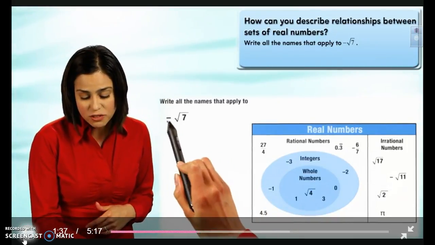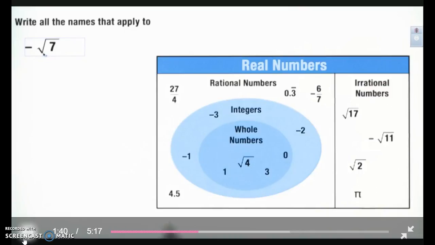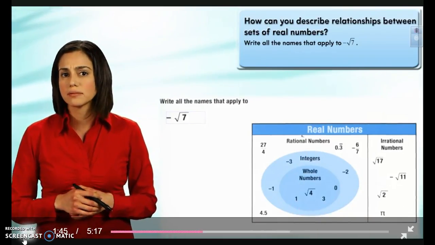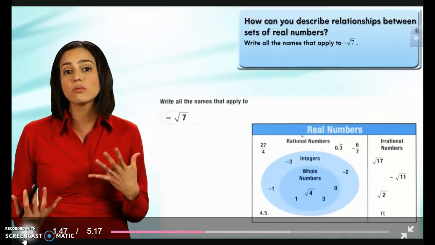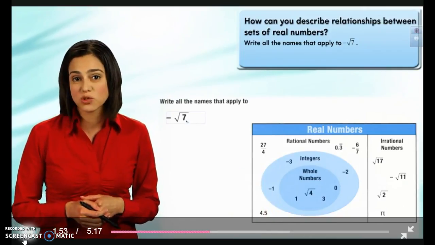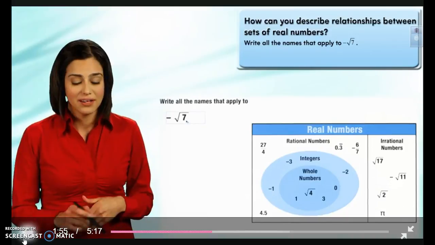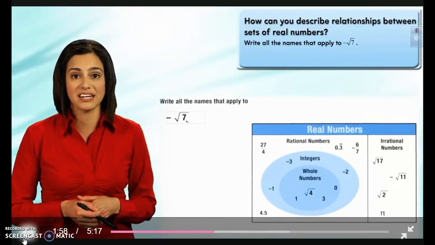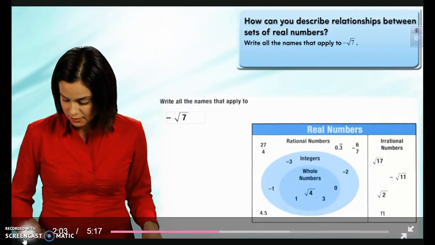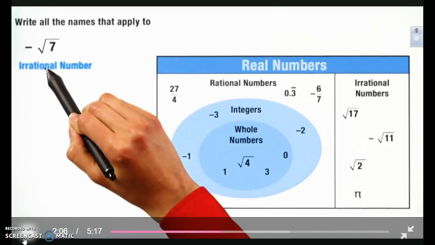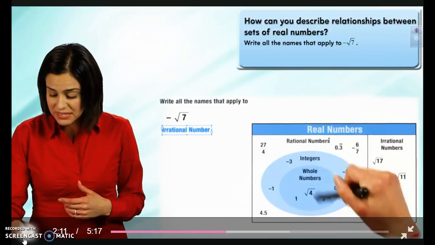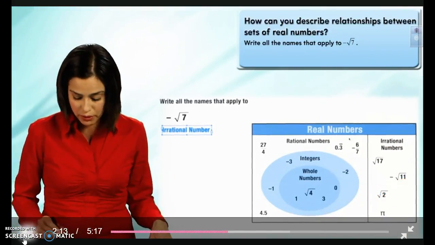We have negative square root of 7. Is negative square root of 7 a rational number? Well, first we need to ask ourselves, can we write it as a fraction? Well, 7 is not a perfect square, so since it's not a perfect square, negative square root of 7 cannot be written as a fraction. So I already know it's an irrational number. And since it falls into our subset of numbers in here, it has to be a real number.